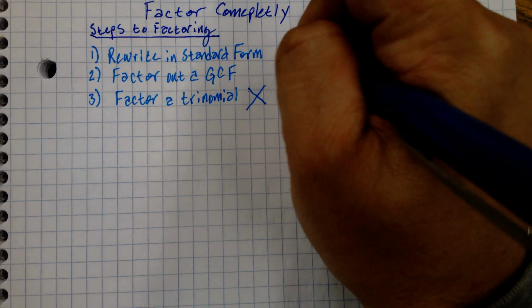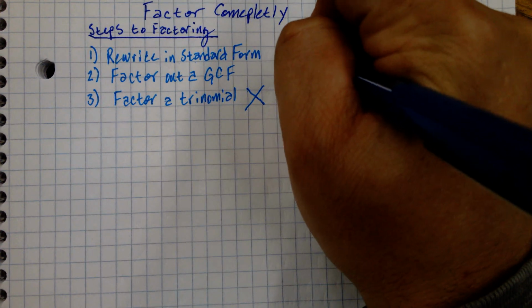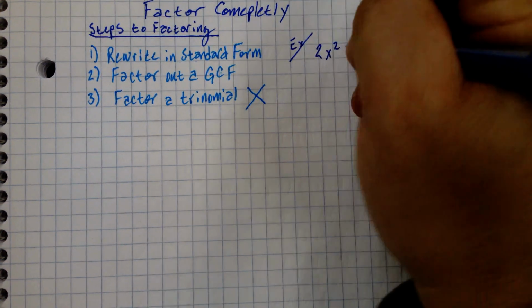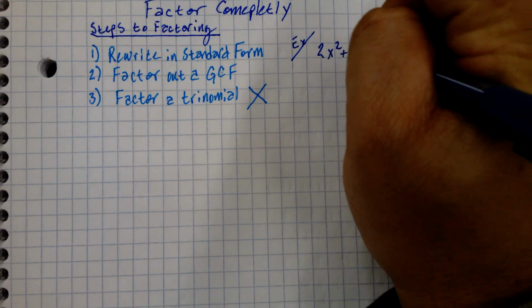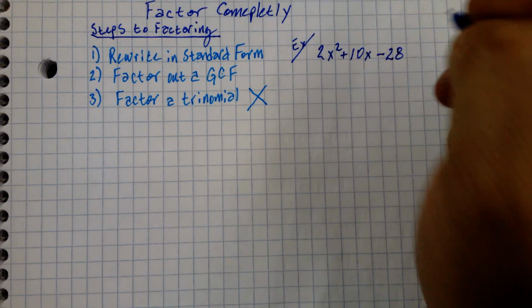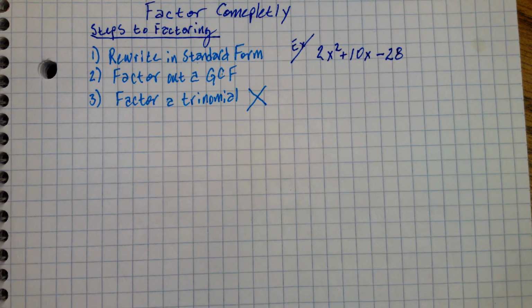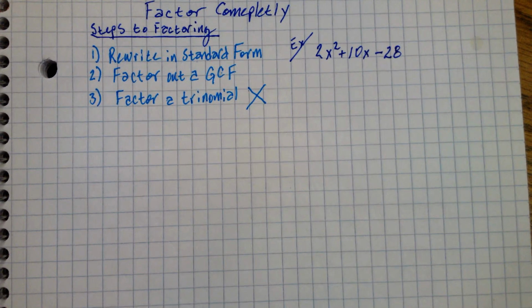So here's an example. Let's do 2x squared plus 10x minus 28. Go ahead and write that down. And what we're going to do is we're just going to go down this list of steps.